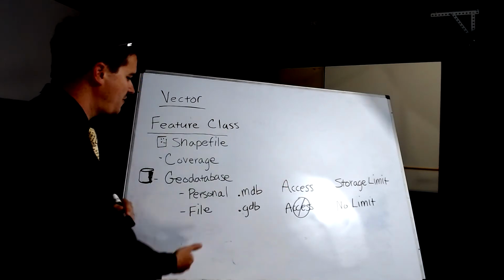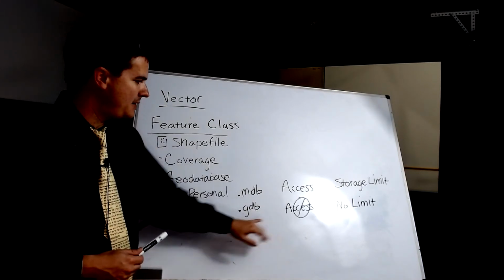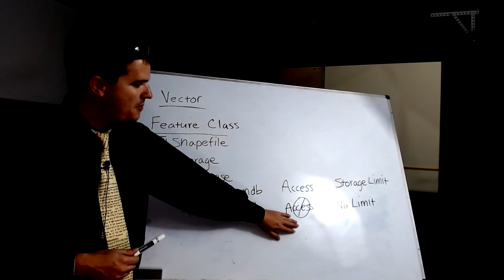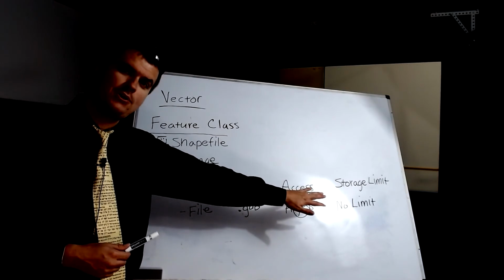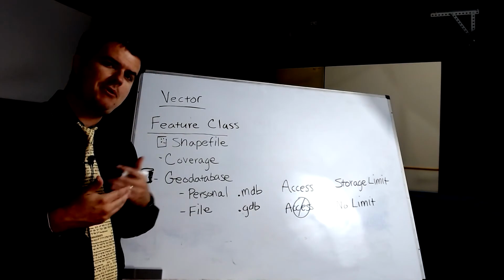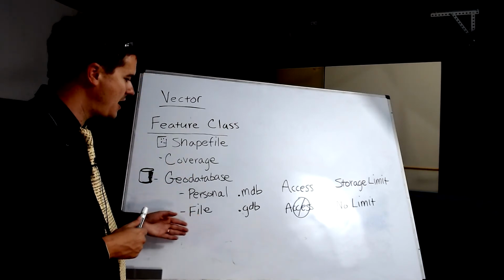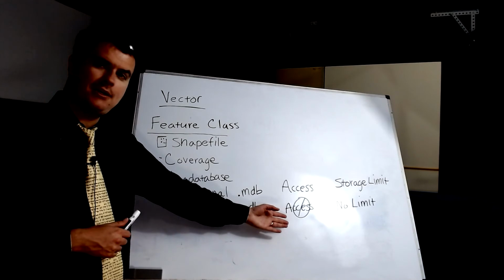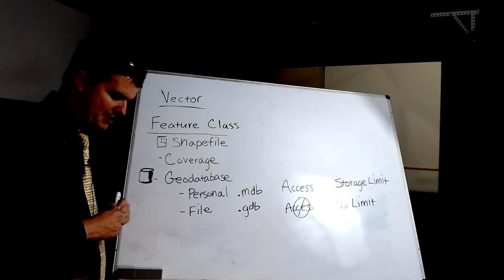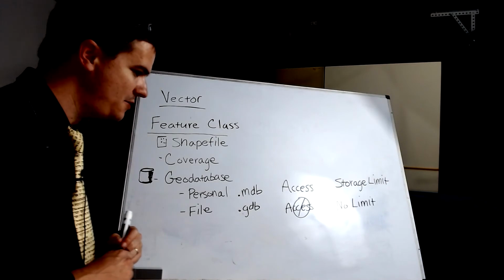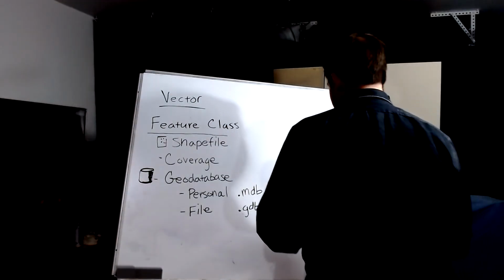Whereas with a file geodatabase, the newest kind, they have an extension of .gdb, but they can no longer be manipulated in Microsoft Access, but they have no storage limit. And with data sets becoming larger and larger as we gather more data, it's very important to have that capacity to just load them. So like I said, inside the geodatabases, you can have feature classes.